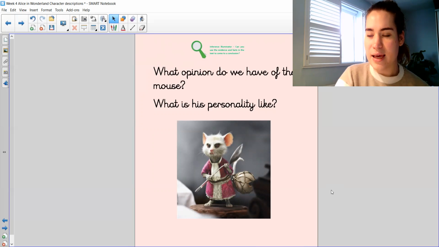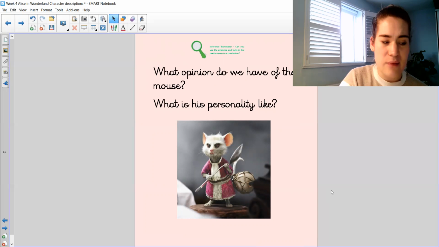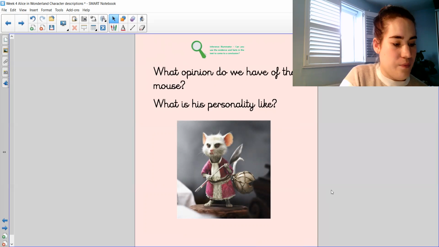Okay, so we can see here the mouse, just like lots of characters have done so far in this book, has gone off on a bit of a tangent. He started talking about William the Conqueror. So again, we're a bit lost now. We're a bit confused. Why is the mouse talking about William the Conqueror? He's gone off on a bit of a tangent now.